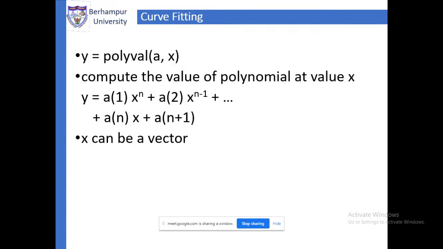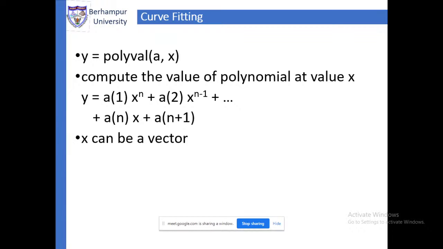Now see, write y is equal to polyval(a, x). This will compute the value of the polynomial at value x. So y is equal to a1 x to the power n plus a2 x to the power n minus 1 up to an plus 1. X can be any vector. If you know the value of a, then you can do this and compare this polyval output with your previous one. They should match. This y and the previous y for which you made the curve fitting should match.